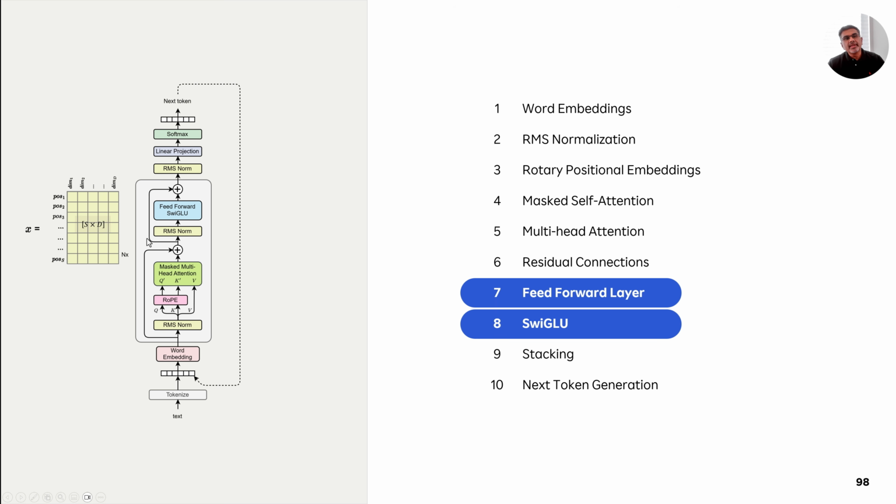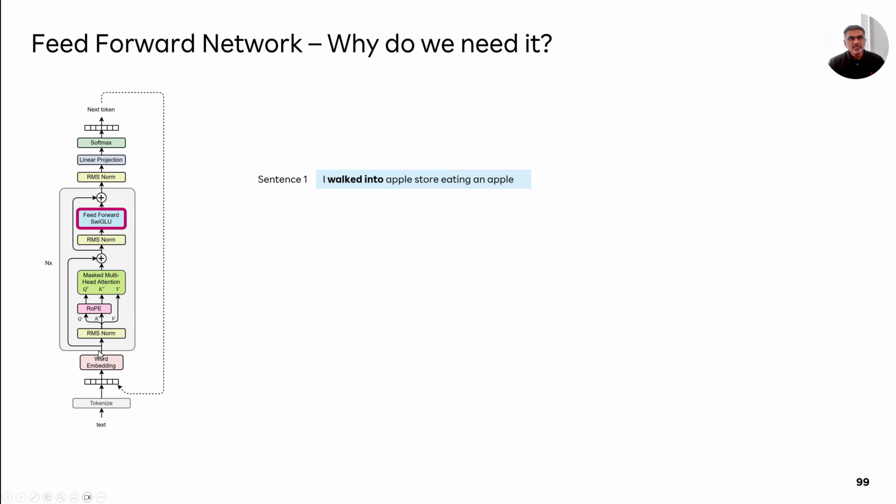And then we move to the next step of the transformation, which is called the feed-forward network or feed-forward layer. Now, what is the purpose of this feed-forward layer? Why do we need it? Well, let's look at these sentences. I walked into Apple store eating an apple.